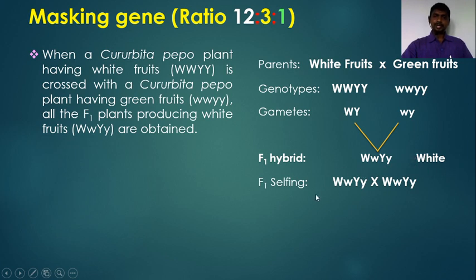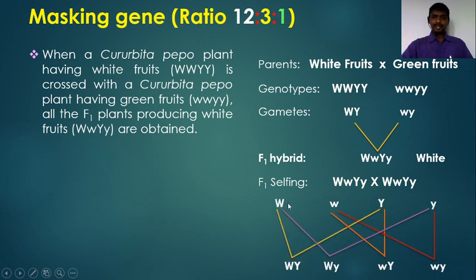When these F1 hybrids are allowed to self-pollinate, we are performing selfing between the individuals of the F1 hybrids. We get different types of gametes like this. Capital W, capital Y, we get capital WY. Similarly, capital W, small y, we get capital W, small y. Now small w, capital Y, we get small w, capital Y. Here small w, small y, we get the gamete small w y. So these are the gametes of the F1 hybrid.